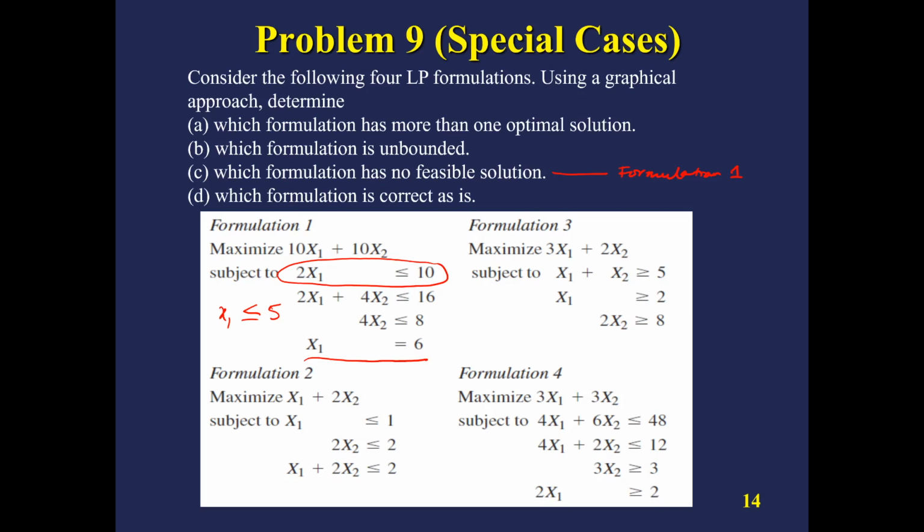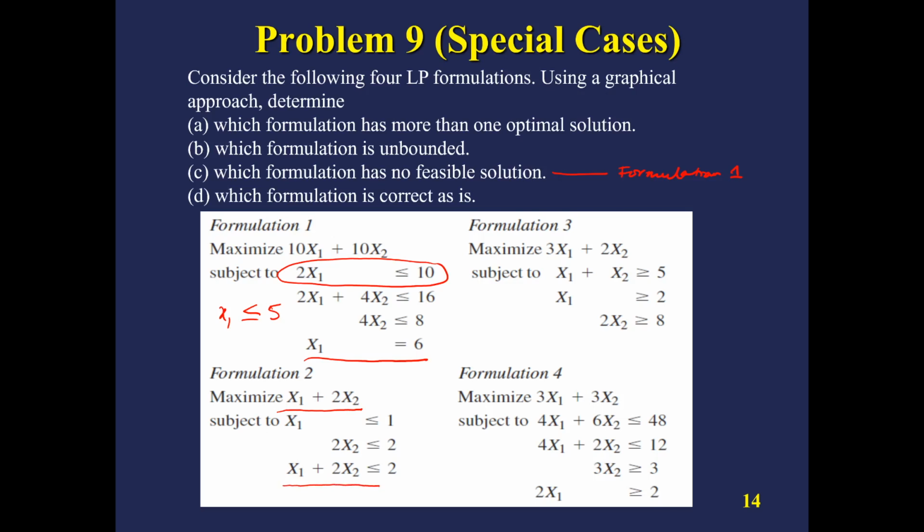Let's look at formulation 2. We have x1 plus 2x2, x1 less or equal to 1, x2 less or equal to 2, and x1 plus 2x2 less or equal to 2. By looking at this formulation, we can see that this objective function is maximization, and it has a slope of x1 plus 2x2 here, and the constraint has the same slope here.